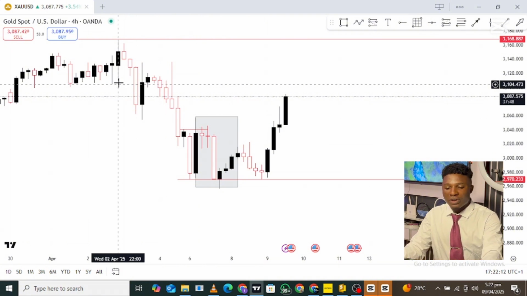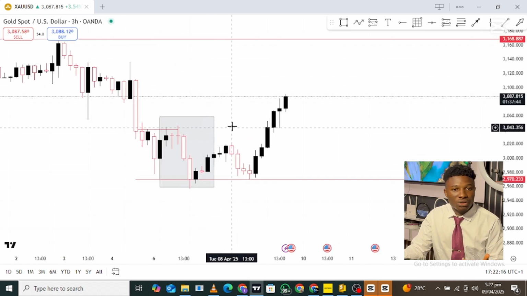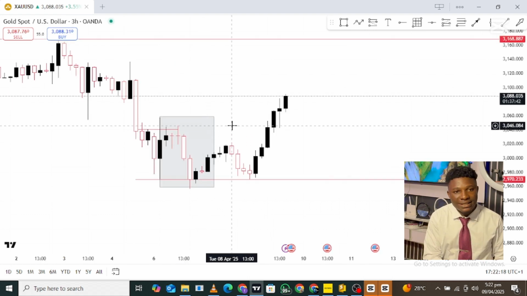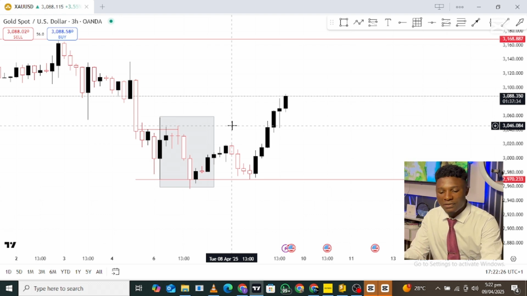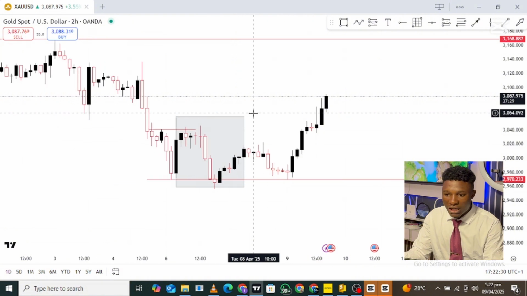So we're on the 4 hour time frame right now. Let's go down to the 3 hour time frame. You guys don't forget how to go down to a lower time frame. You have to go down to lower time frames in descending order. We don't jump from one particular time frame to another. So if you're going down to a lower time frame, you have to go down in descending order. So this is the 3 hour time frame right now, let's check the 2 hour time frame. Okay, on the 2 hour time frame we have a new range.